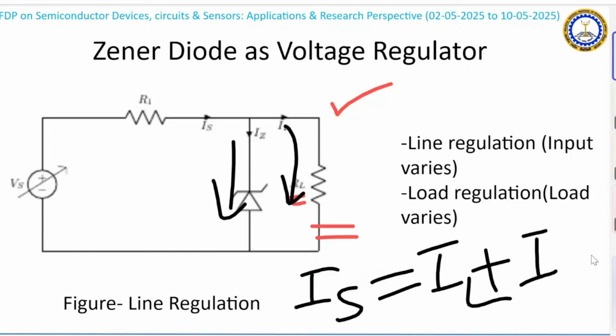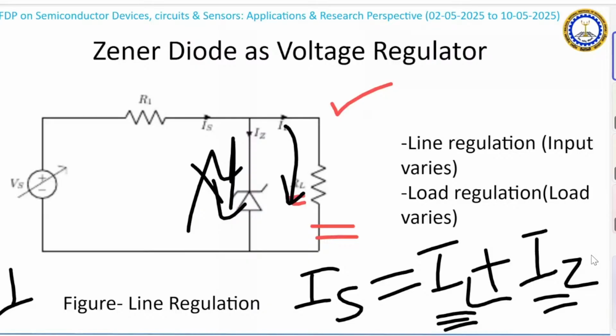When Vin was lesser, at that time the current was not going into this because this was off. Iz was 0, right? But now the Vs value is more than that, so in reverse bias we have crossed the Vz. So it means a certain amount of current is going into this, but we have to make sure that this current is not going to increase. So basically the current Iz is going to increase, and the Iz value can be taken from here: Iz is equal to Is minus IL. So whatever excess current is there, that is flowing through the Zener.